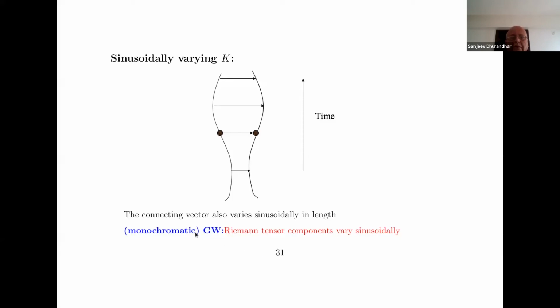So this is a monochromatic gravitational wave, and these two particles are sampling some components of the Riemann tensor. But all the Riemann tensor components are varying sinusoidally for a monochromatic gravitational wave. So you will always encounter such a situation, except that the amplitudes may be different, depending on what particular section of the space-time you have taken. So it's important, if you want to maximize the amplitude of the gravitational wave signal, to have detectors which are optimally oriented, and if you know about the sources beforehand.